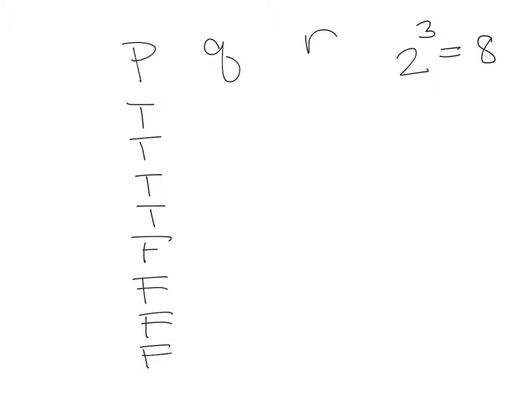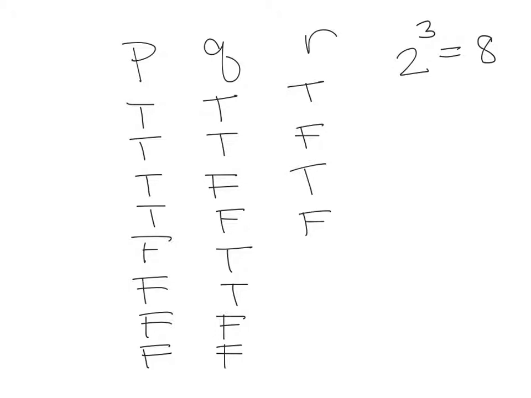That is 3 statements, so you would have 8 possibilities. So under your P column, you would list 4 trues and 4 falses. And then in your Q column, you would cut the 4 in half and do 2 and 2: 2 true, 2 false, 2 true, 2 false. And then in your R column, you'd go every other: true, false, true, false, true, false, true, false. And that would give you all the possible ways that the statements could be combined.